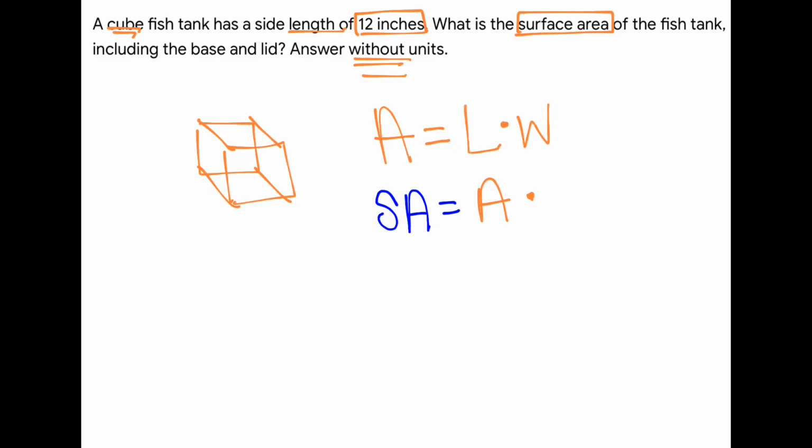To find your surface area, you need to take that area that you got from above and multiply it by how many faces this cube has. Well, we have the front and the back. We have a side here and a side here. And we have a top and we have a bottom. So we are multiplying that area by 6 to get our surface area.